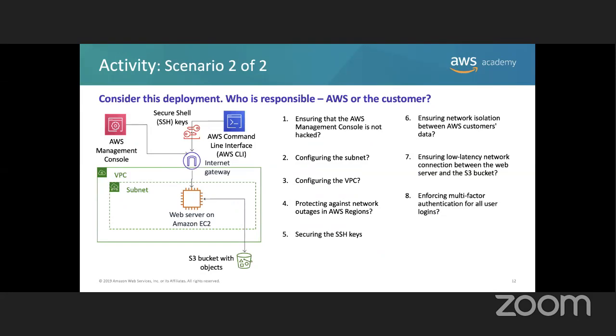Now consider this deployment. Who is responsible, AWS or the customer? We have the AWS Management Console, Secure Shell, SSH, keys, right? Port 22, don't forget that. AWS Command Line Interface, the AWS CLI, Internet Gateway, a web server on the Amazon EC2 instance, and the S3 bucket with objects, and the subnet and the VPC. Okay, so we have a good architecture here, right?